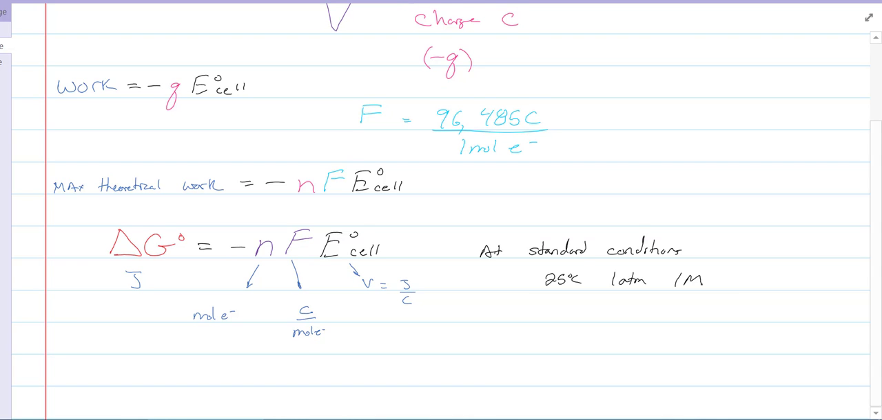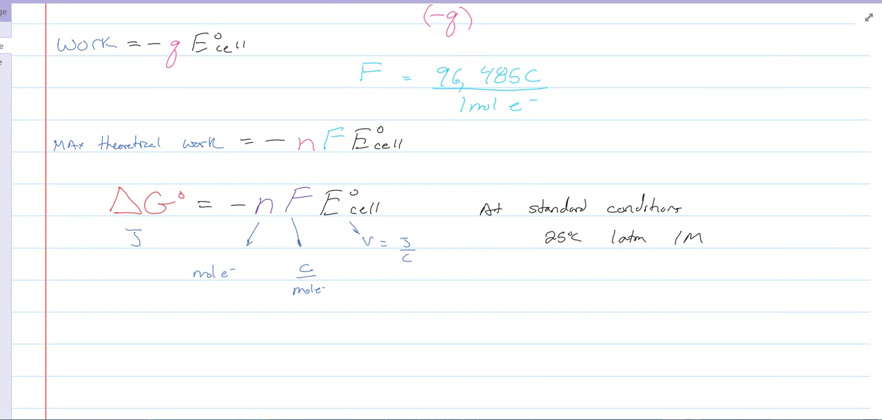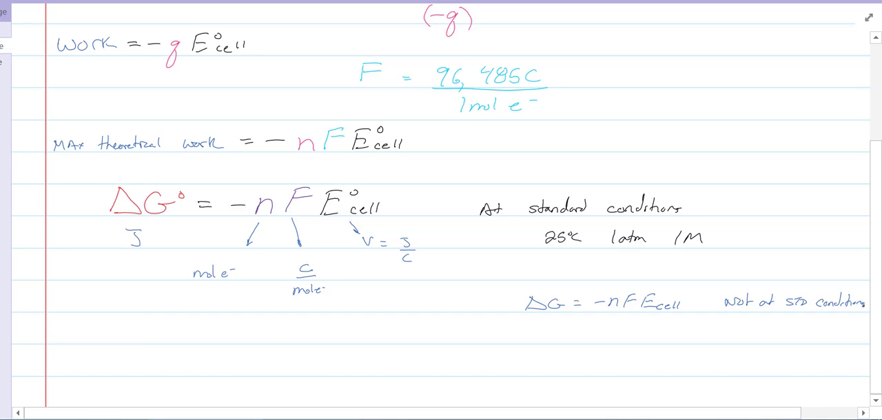We can rewrite this equation. I'll just write it in blue. Delta G equals negative NF E cell, and this would be not at standard conditions. So that means if I'm at 20 degrees Celsius, the blue equation applies.